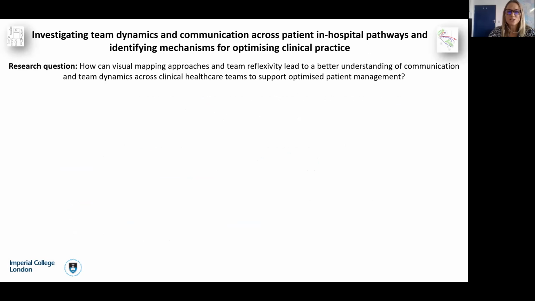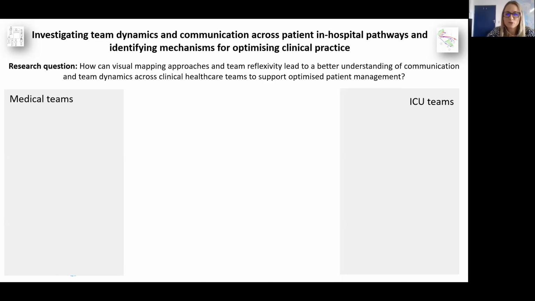Now to take this forward into a PhD, we've got so much to work from and to work with. And the aim is to see whether we can use visual mapping approaches and team reflexivity to lead to better understandings of team dynamics. So for the PhD, we've included medical and ICU teams. Medical teams really like to look a little bit more around communication on infection management, whereas ICU have asked us to look at how they could optimize outcomes of ward rounds.